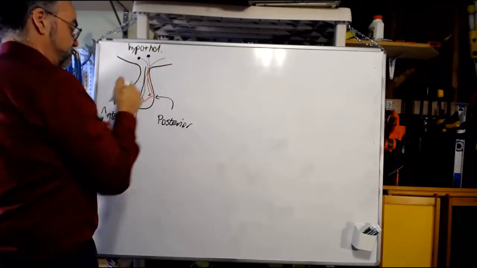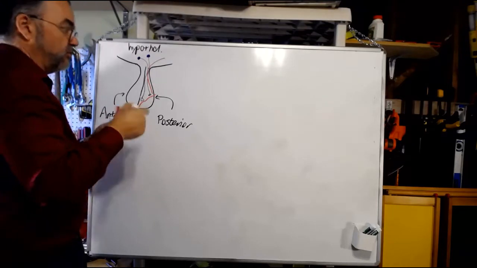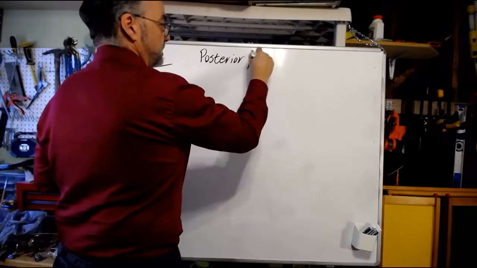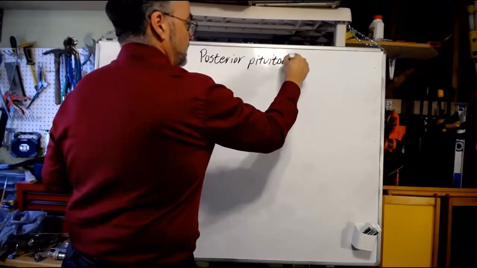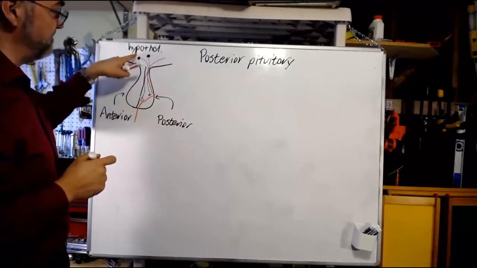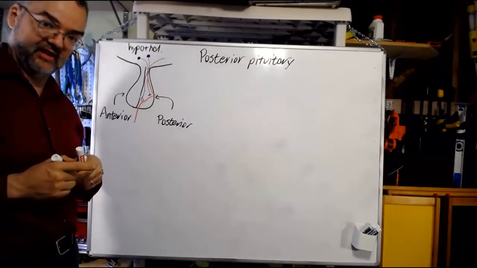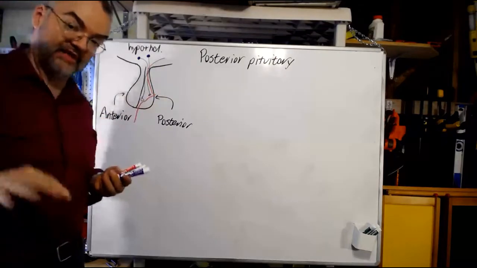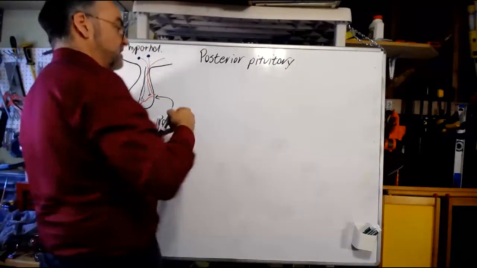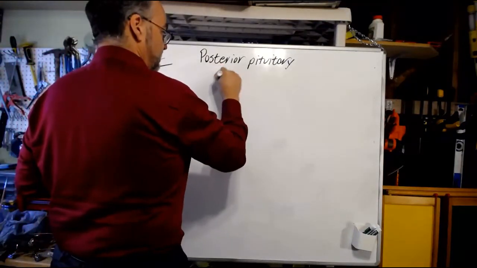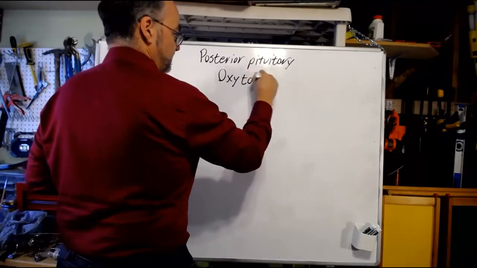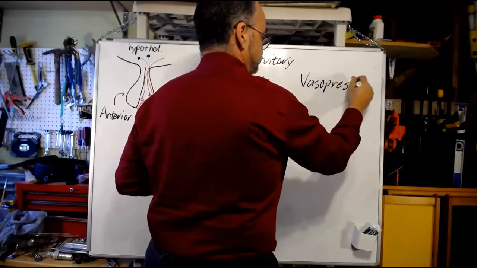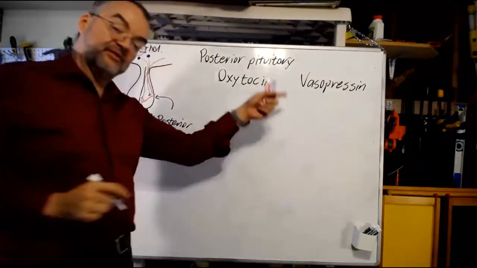But in any case, the posterior pituitary has two hormones that are actually made in the cell bodies in the hypothalamus and then travel down their axons and are released into the blood in the posterior pituitary. Those hormones are oxytocin and vasopressin. Vasopressin you already know about.